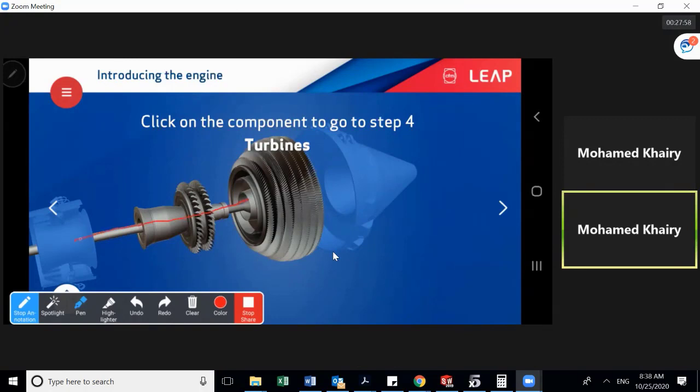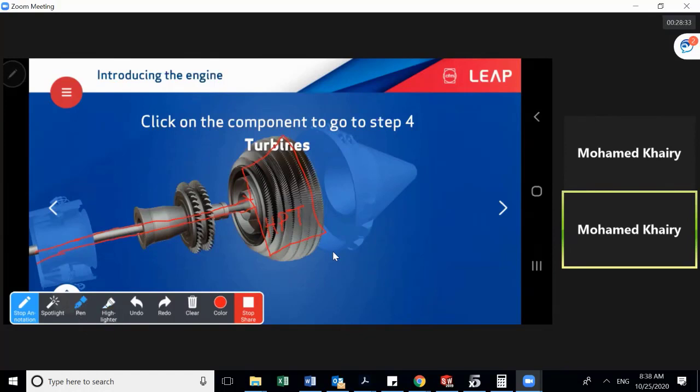Which pass through another shaft. Now this shaft is connecting what we call the high pressure turbine. Okay, it will be connected to the high pressure compressor. So there is a shaft linking the high pressure turbine to the high pressure compressor, to rotate it. And there is another shaft.